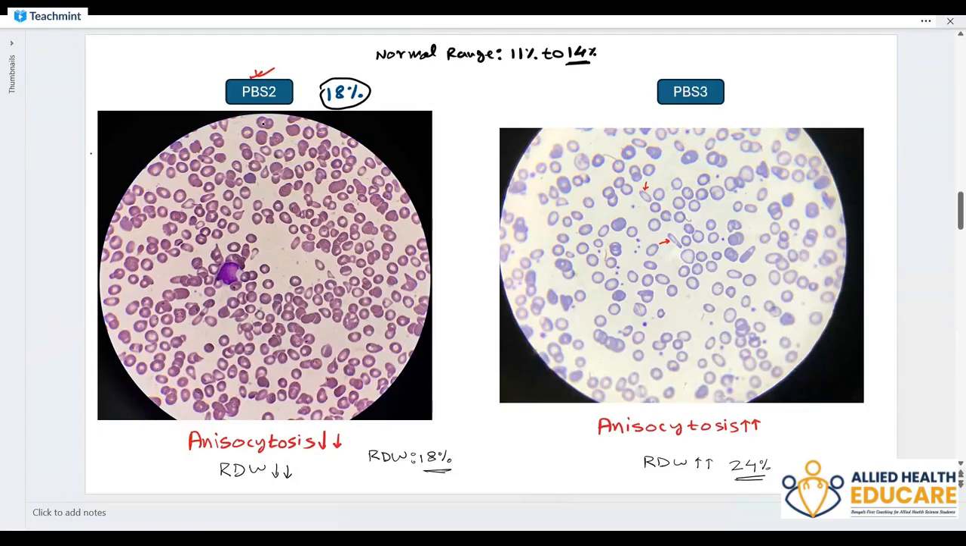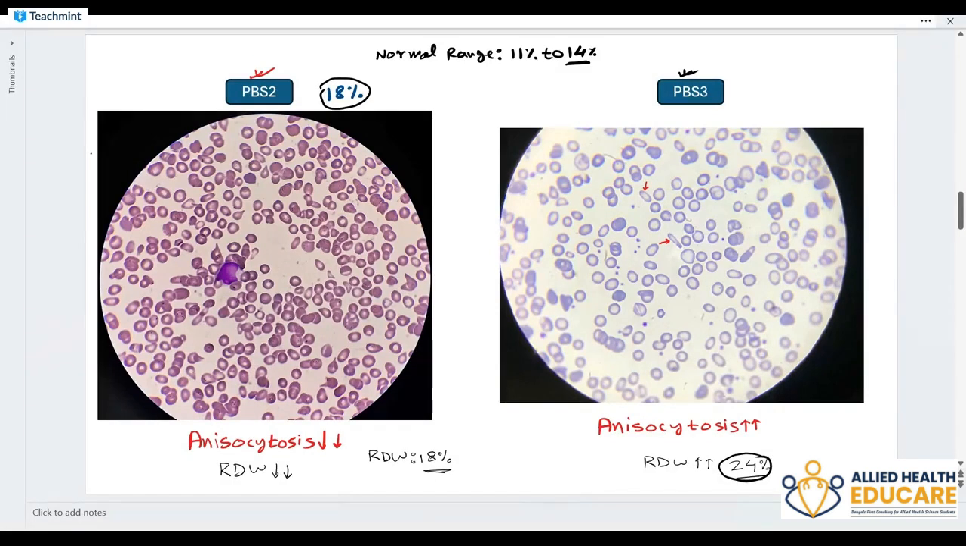You can see this very easily, and you can also verify this RDW value from the PBS. In the case of PBS3, you can easily understand that the variation is much greater in comparison to peripheral blood smear 2. So here the RDW is 24%. The degree of anisocytosis is much greater than PBS2. In PBS2 the RDW is 18%, and in PBS3 the RDW value is 24%.